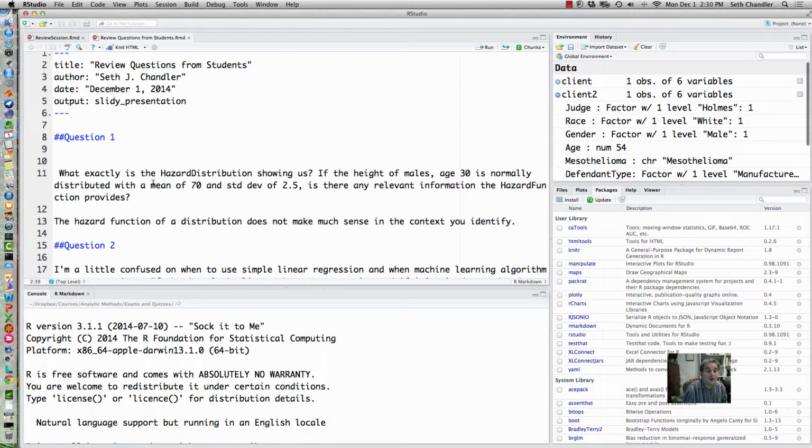Okay, so the first question relates to hazard distributions and kind of what they mean. And so the question is, you've got a normal distribution and it represents the height of 30-year-old males. What does the hazard information tell us, the hazard function? And the answer is not very much.